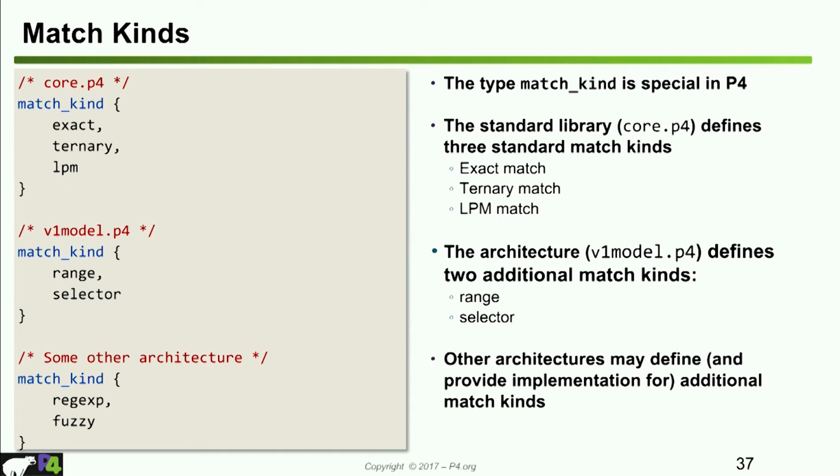When you define your table, you specify a particular match type, and tables can have different match types. Core.p4 defines three types that must always be supported by different architectures. These are the exact match, ternary match, and longest prefix match. Different architectures can also specify additional match types in addition to these three standard ones. For example, the V1 model defines the range and the selector type as well.